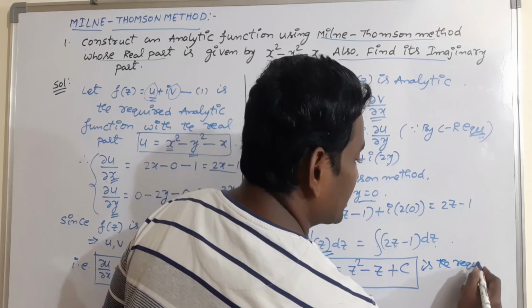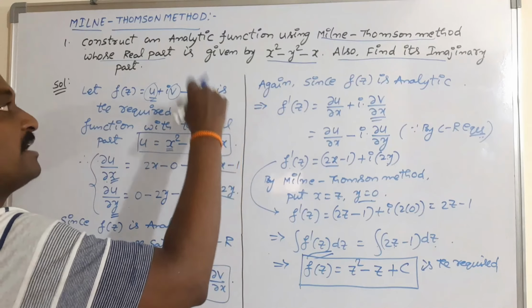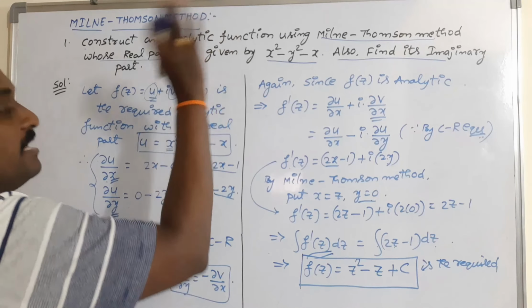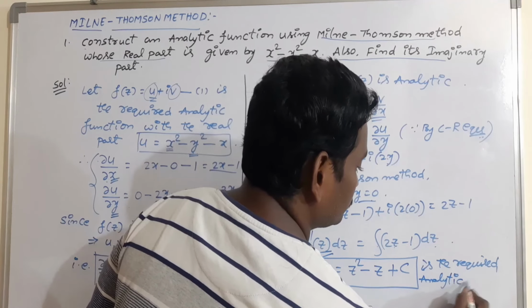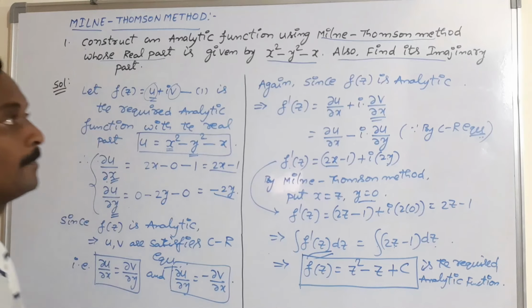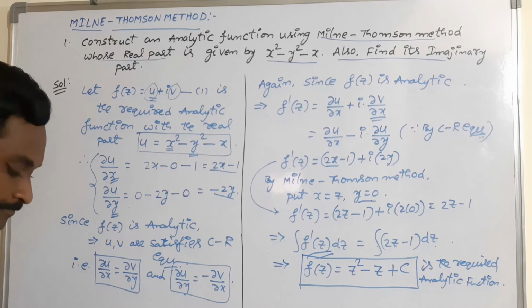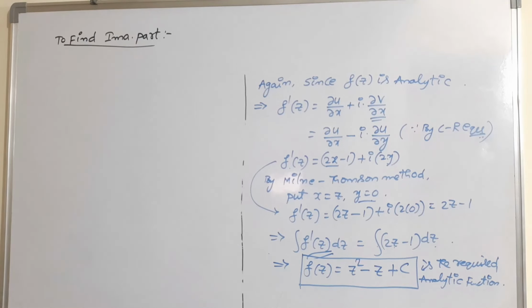In this way we can construct the analytic function whose real part, otherwise imaginary part, is given in the statement. This is the required analytic function. Now we have to find out the imaginary part also. See, to find the imaginary part.